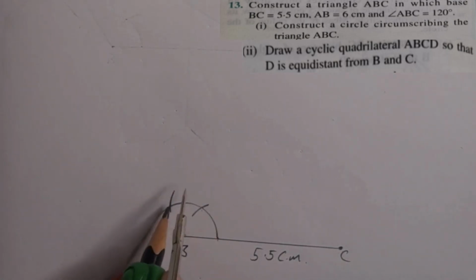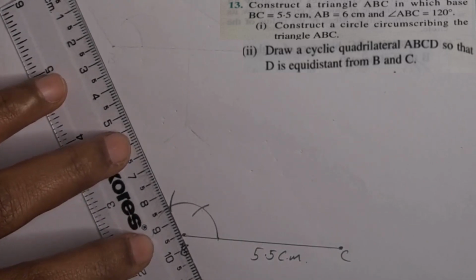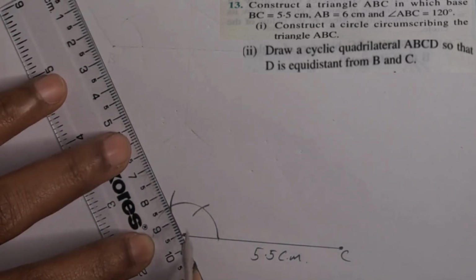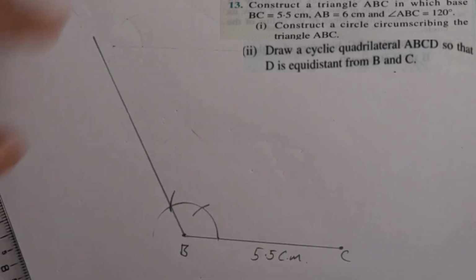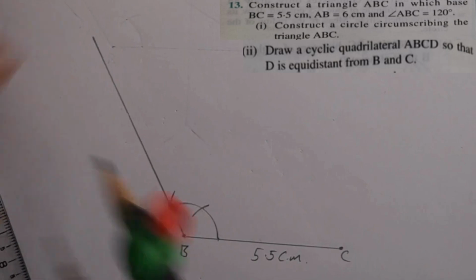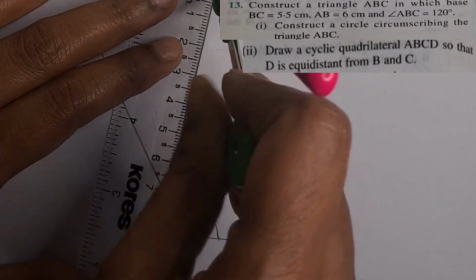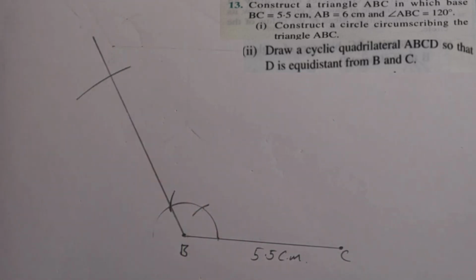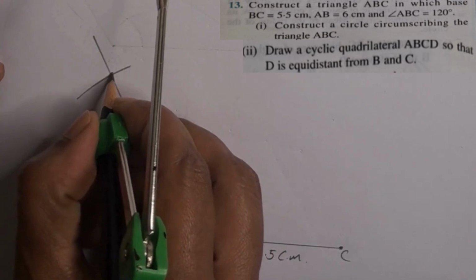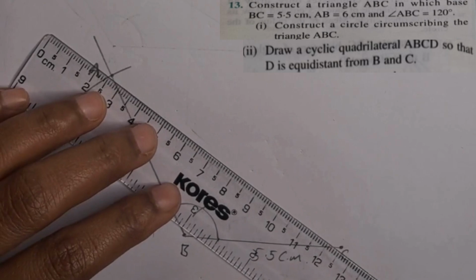This is 60 degrees. This is 120 degrees. We have to draw one line here. Next, AB equal to 6 centimeters. Take the compass, take a 6 centimeter measurement, and from B cut that line. Where it intersects, we have to take A. Join A and C.